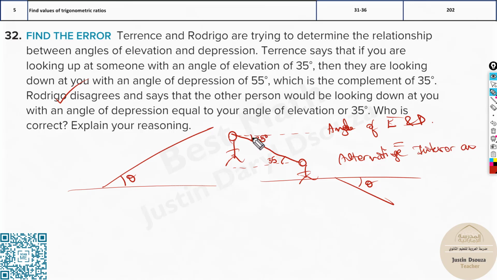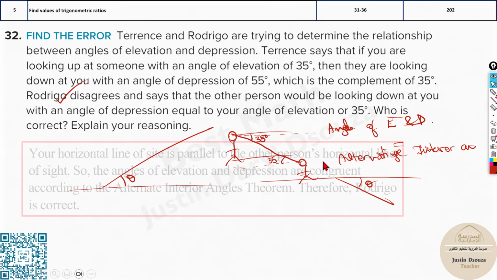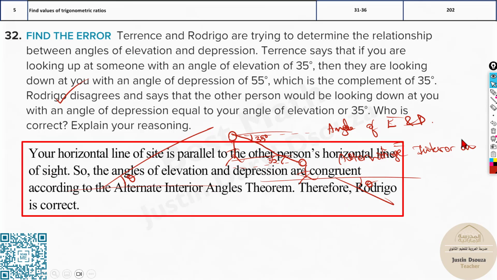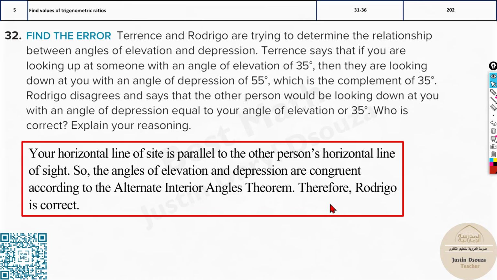Alternate interior angles means, see, these two lines are parallel and the angles are inside, so they are alternate interior angles. That is the reasoning. Alternate interior angles. And over here, yeah, that's it. So you can write in your own words. If you want, you can even draw the figure. That means you understood it thoroughly.